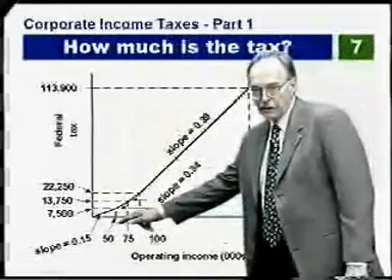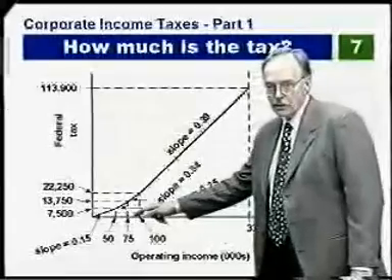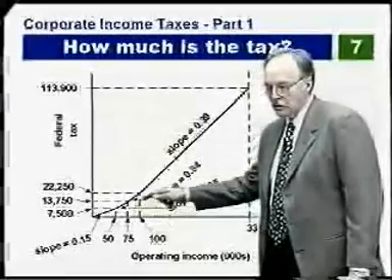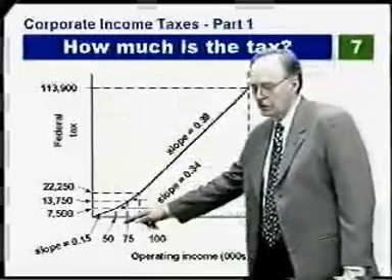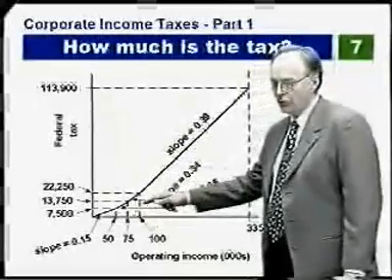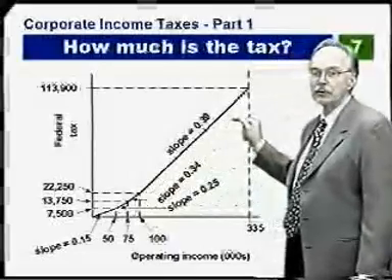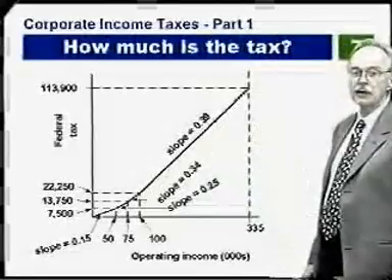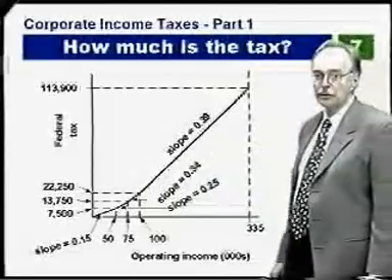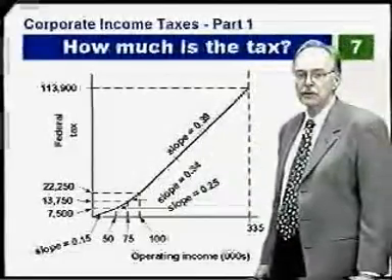As the total taxable income increases, the slope on each segment is increasing for these first four brackets. It goes from 15 to 25 to 34 and then 39%. So a company that earns exactly $335,000 taxable income will then pay a total tax of $113,900.